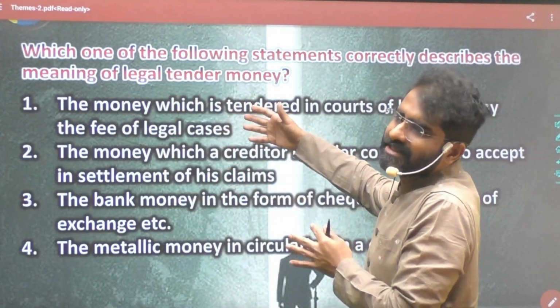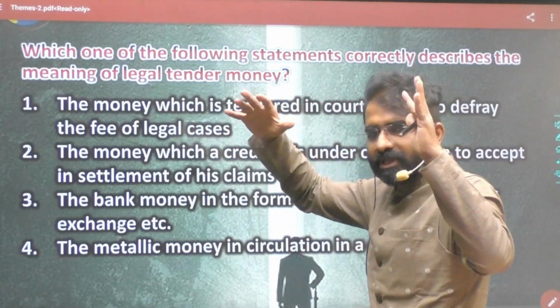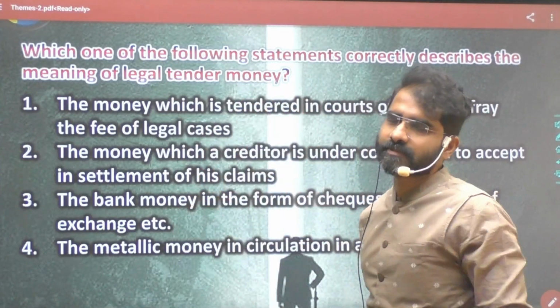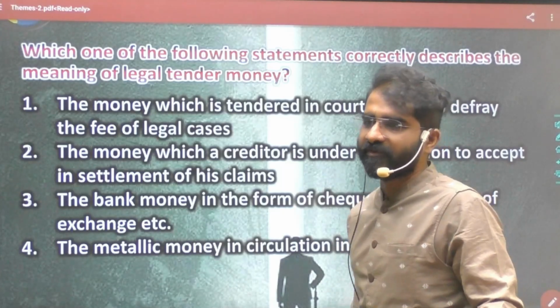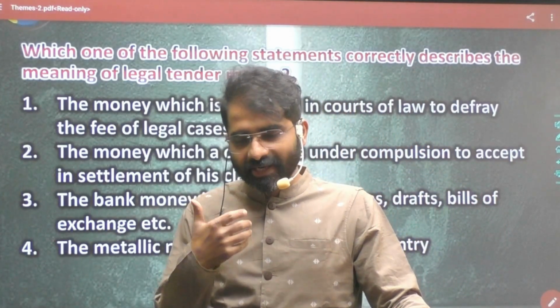Don't go to the answers basically. In and around the question, there will be questions. That is very important for UPSC prelims. That is what we call a theme.